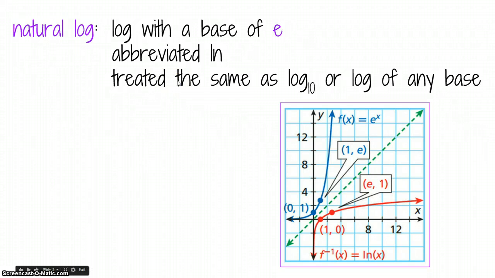Natural log is treated the same. We can use the same properties of logarithms. We can use our same steps for solving with natural log. It's just that the base is now something different. The base is locked in as e. That's 2.7, and so on, whatever. The base is e, right?